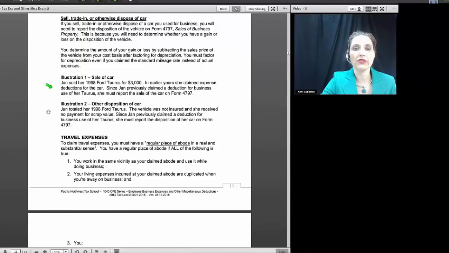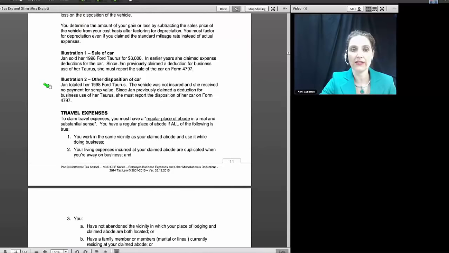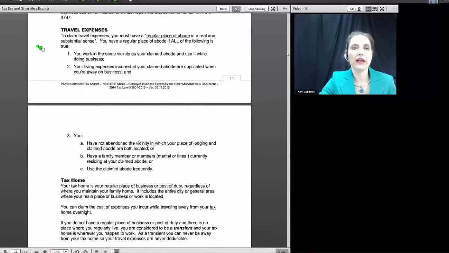Let's look at illustration number 2 here. You have another type of disposition of a car. Jan totaled her 1998 Ford Taurus. The vehicle was not insured, and she received no payment for scrap value. Since Jan previously claimed a deduction for business use of her Taurus, she must report the disposition of her car on Form 4797.